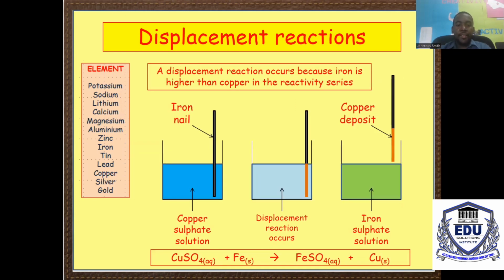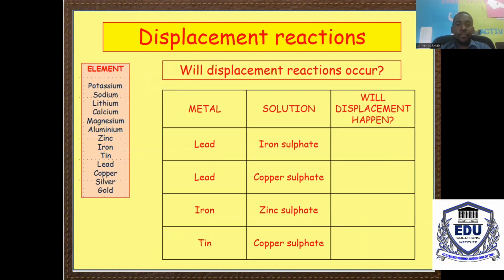If we look at this one now, where it is copper sulfate and iron, so the iron and the copper. Iron needs to be more reactive than copper in order for this reaction to happen. Based on our series, iron is more reactive than copper, hence we will get a reaction. So the iron displaces the copper and takes away the SO4, and the copper is left by itself.